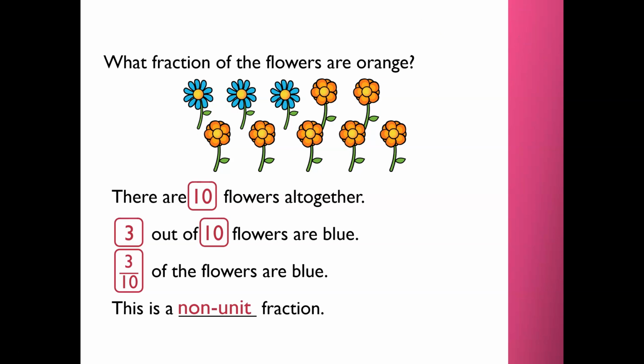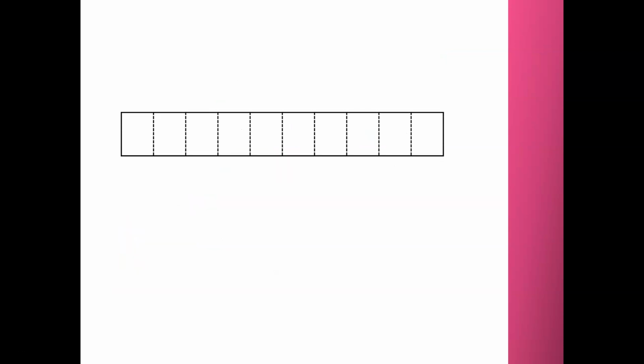We will continue to use our 10 flowers altogether, so the denominator is 10, and 7 of the flowers are orange, so the fraction of orange flowers is 7 out of 10, and we write this as a fraction 7/10. Here is a bar model. If I divide my bar model into 10 equal sections, then I have divided the bar into tenths. One section is equal to 1/10, 1 out of 10 equal parts.